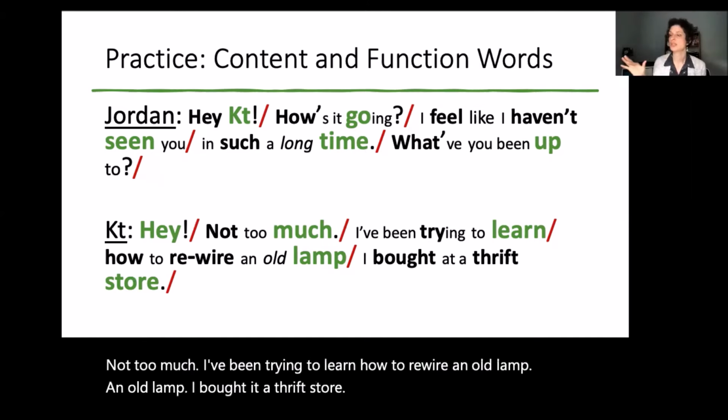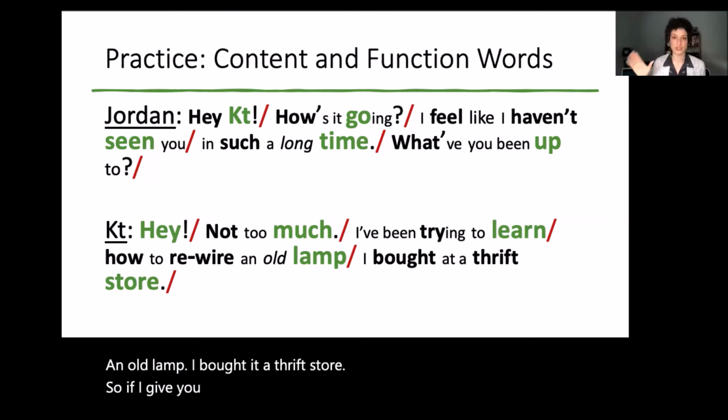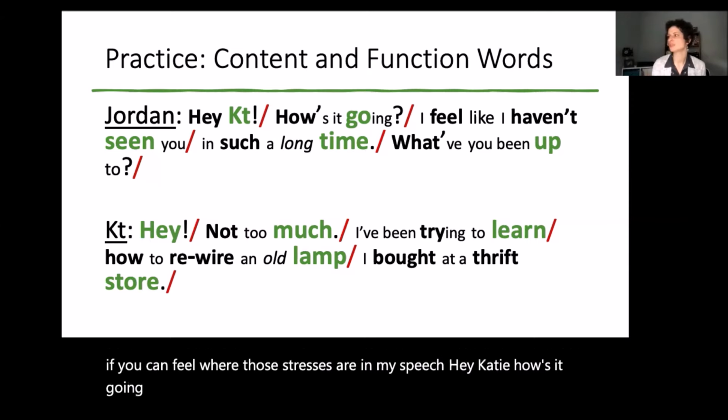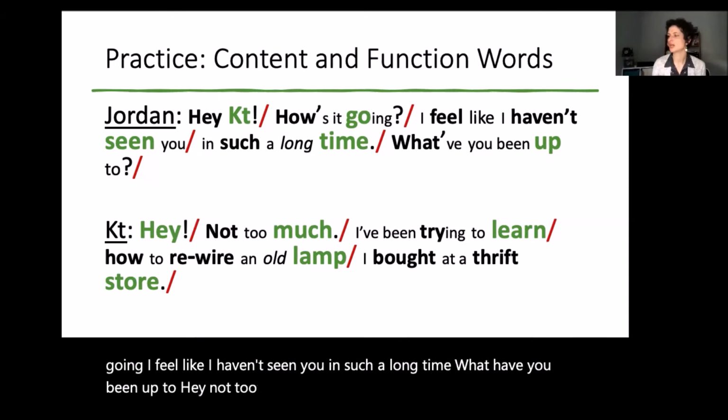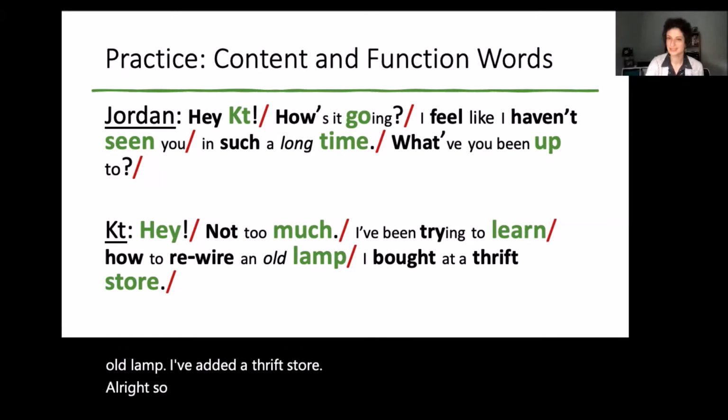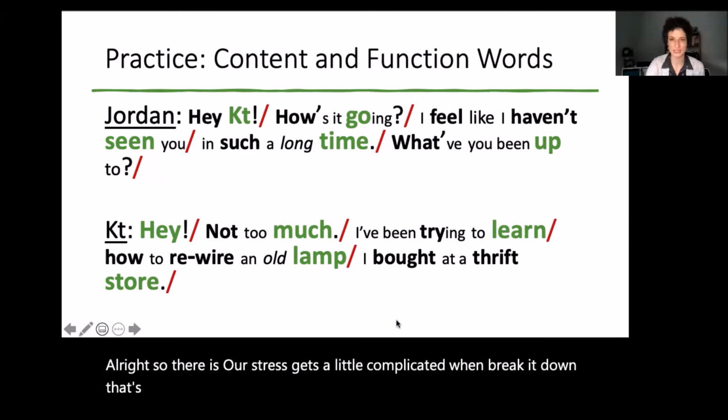So if I give you this dialogue, now pay attention while I read and see if you can feel where those stresses are in my speech. Hey, Katie, how's it going? I feel like I haven't seen you in such a long time. What have you been up to? Hey, not too much. I've been trying to learn how to rewire an old lamp I bought at a thrift store. All right, so there is our stress. It gets a little complicated when we break it down. That's why we just did a small piece.